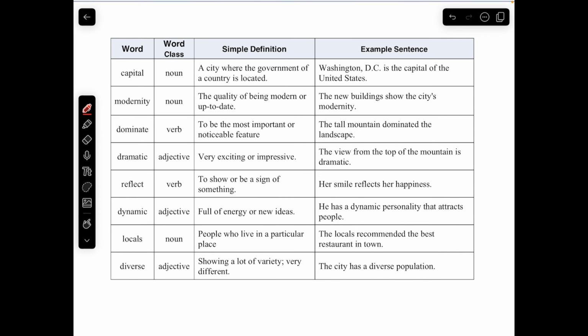Next we have dynamic. This is an adjective. It means full of energy or new ideas. He has a dynamic personality that attracts people. Next is locals. This is a noun, people who live in a particular place. The locals recommended the best restaurant in town. And finally, diverse. This is an adjective, showing a lot of variety, very different. The city has a diverse population.